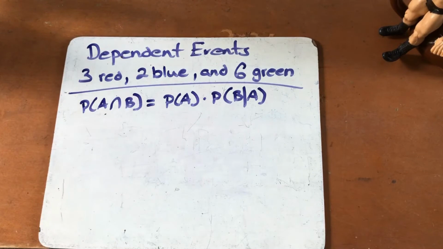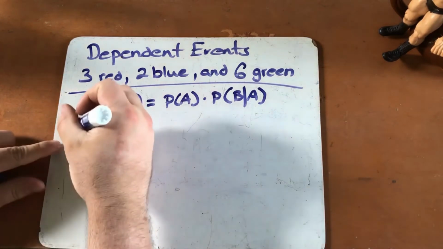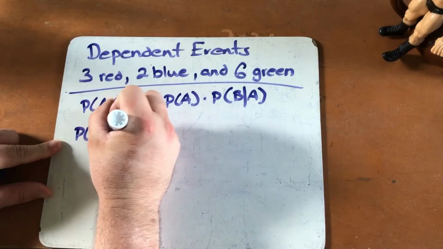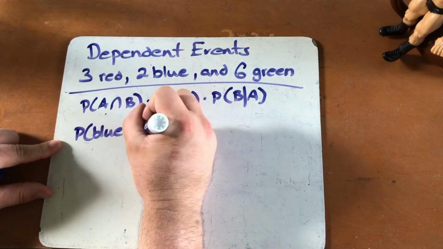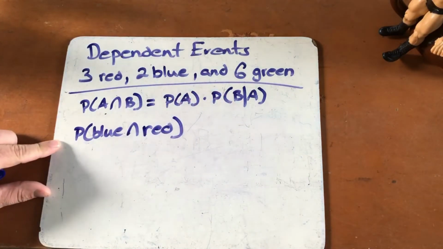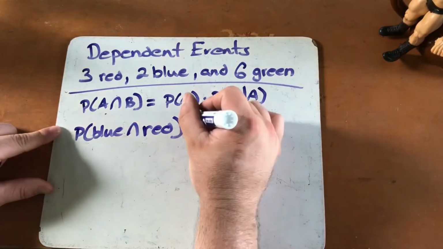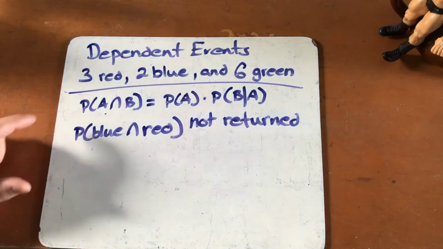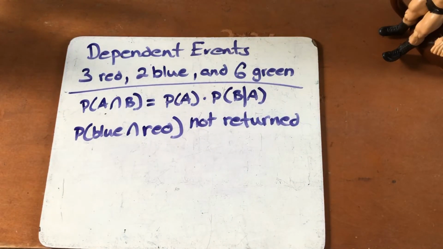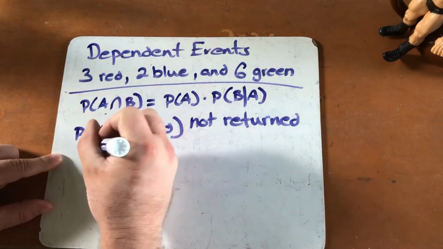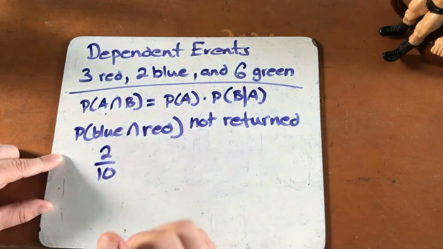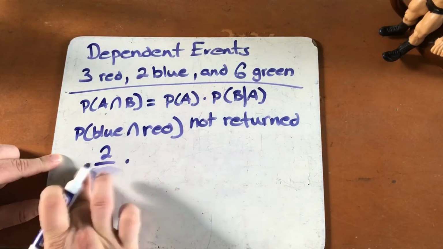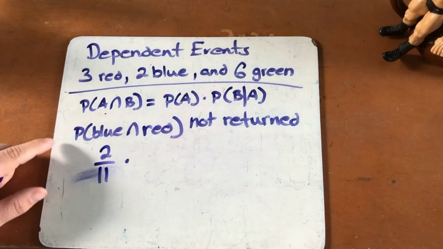For the next one, still using the bag of marbles, this time we're looking for the probability of a blue marble and the probability of a red marble. So that means, once again, I'm drawing out 2 marbles from the bag, but then we're told the first one is not returned. All right? By not returning a marble, it affects the number of marbles that are left in the bag to choose from. So the probability of event A is 2 out of 11.